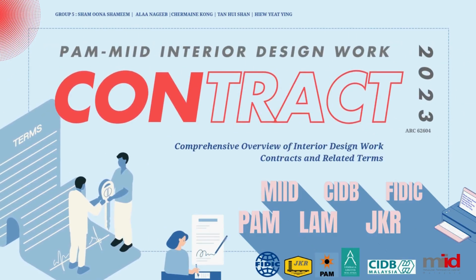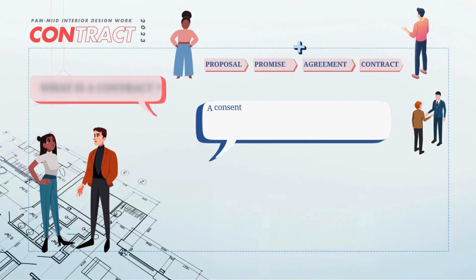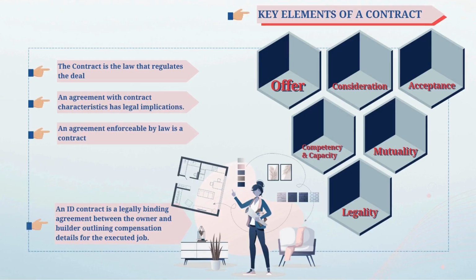This is a comprehensive overview of interior design work contracts and its related terms. What is a contract? A contract is the law that regulates the deal. An agreement with contract characteristics has legal implications. An agreement enforceable by law is a contract.